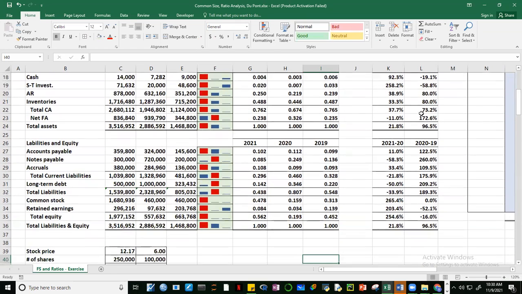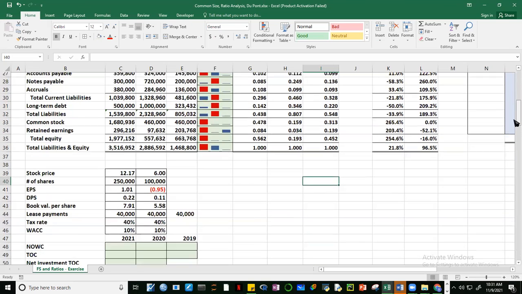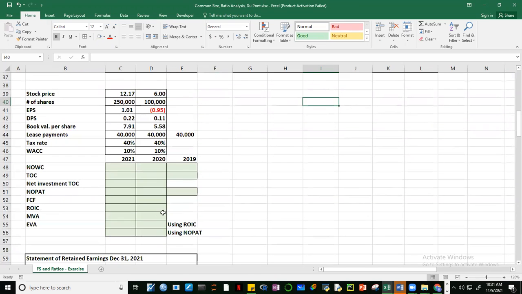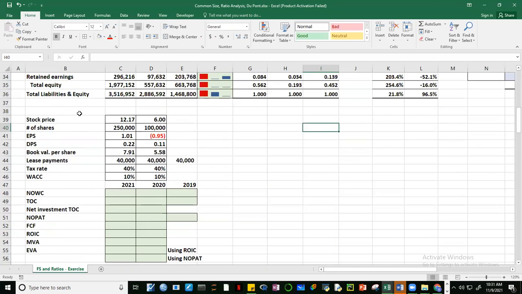So that's what we can see about the composition of the company's investment in assets and how they're financed, just by looking at the balance sheet. We have around 16 minutes, guys, to compute for this. If we can reach up to MVA, we will be at par with the other sections. So here we're asked to compute for net operating working capital, TOC, and net investment.